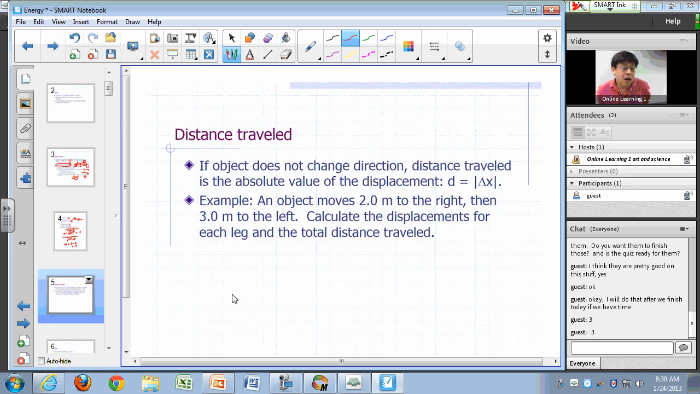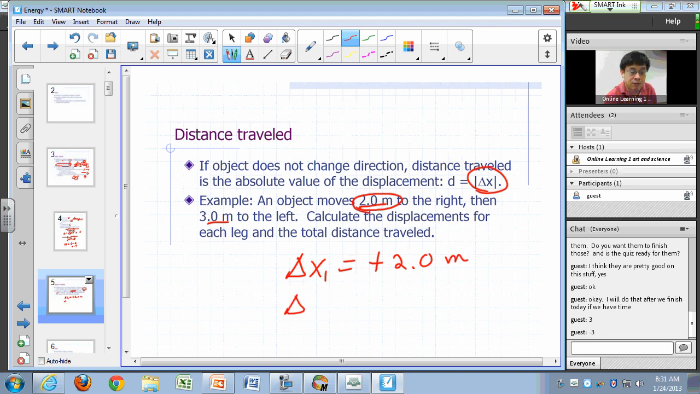Now, if the object doesn't change direction while it's moving, then the distance traveled will just be the absolute value of the displacement. So if something moves 2 meters to the right, and then 3 meters to the left, what are the displacements for each leg of the trip? Delta x for the first step would be 2 meters to the right, so plus 2.0 meters. And then it moved to the left, so delta x for step 2 would be -3.0 meters.